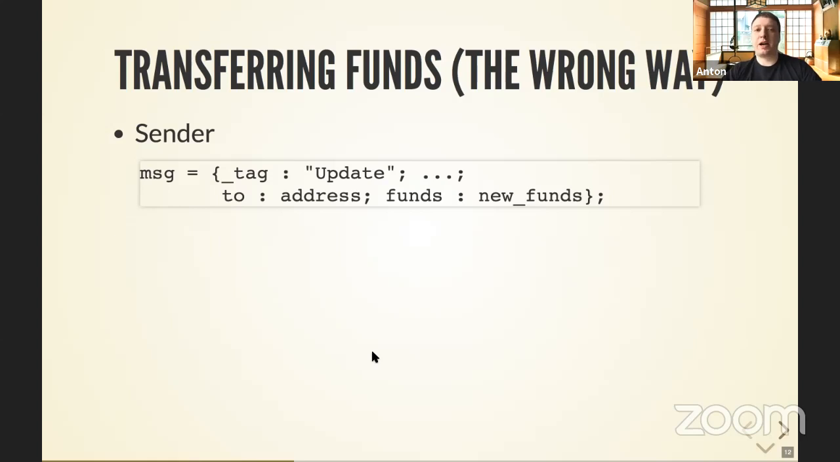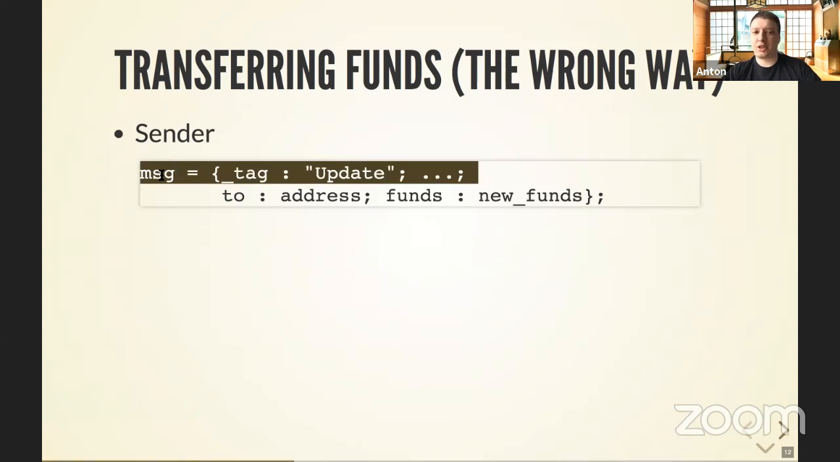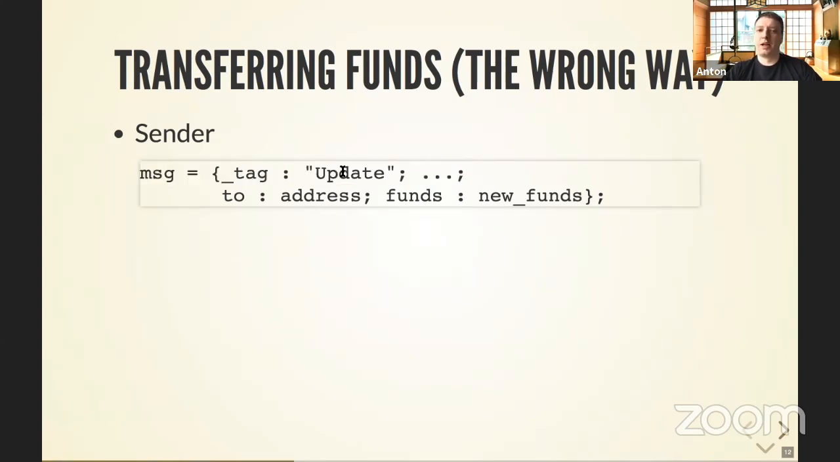So let's see how you can transfer funds the wrong way. So just to be a bit more concrete, let me use some Scilla syntax for that. So this is a Scilla message, right? So this message will hold some information. So this update means that I'm going to call the update transition, and that's the address I'm going to send it to, right? I just skipped a bunch of message fields here. So I want to update the account with this address with this new funds value, right? So that's the sender part, that's one contract.